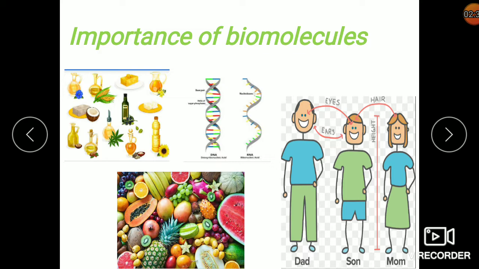So a biomolecule is a non-living chemical component, but it is the most essential thing for the living being. Without biomolecules, we are nothing. So something non-living is performing all the living activities. That's why it is very much important.